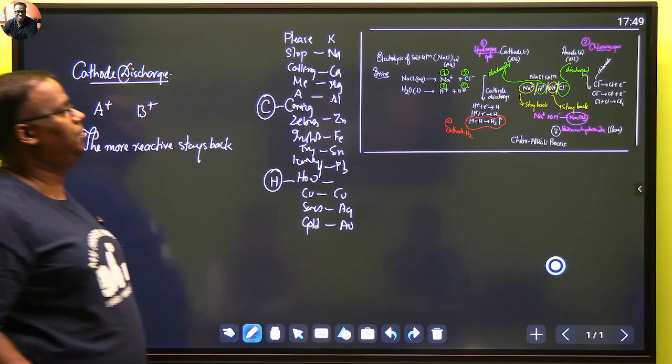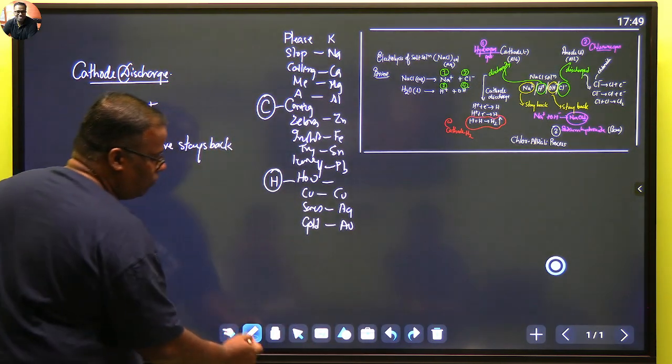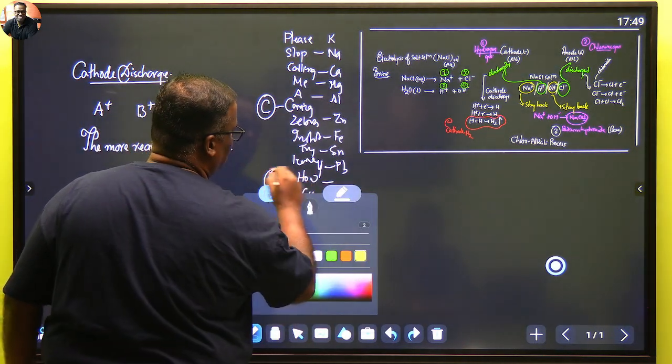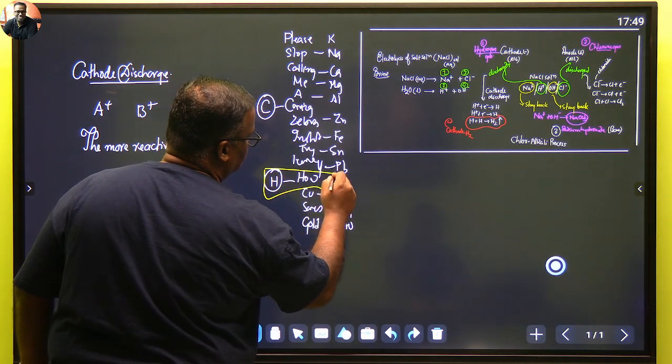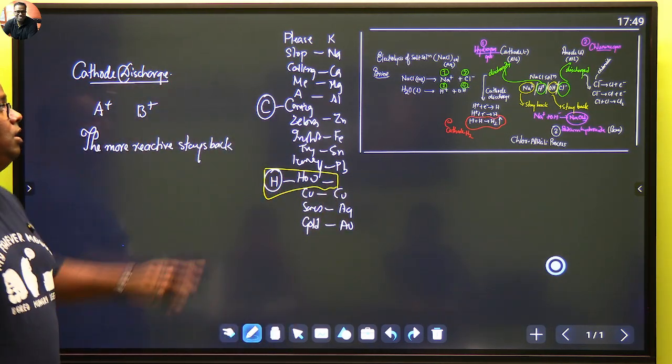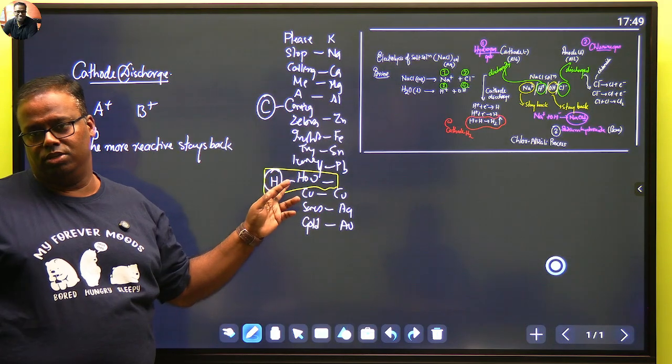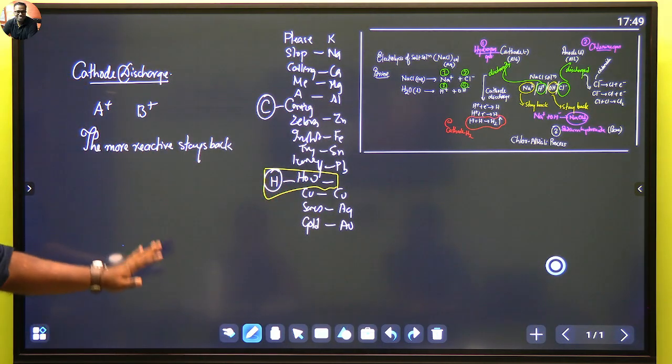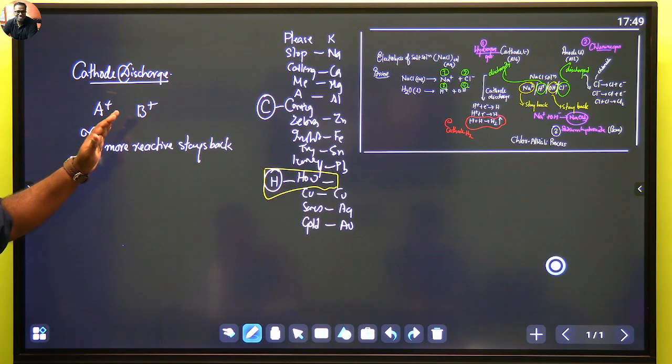Now look out here. What you need to be very careful about in this whole discussion is you need to keep your eyes fixed on hydrogen. Sodium was more reactive than hydrogen. The more reactive stays back. Have you understood? So, have you got your answer?